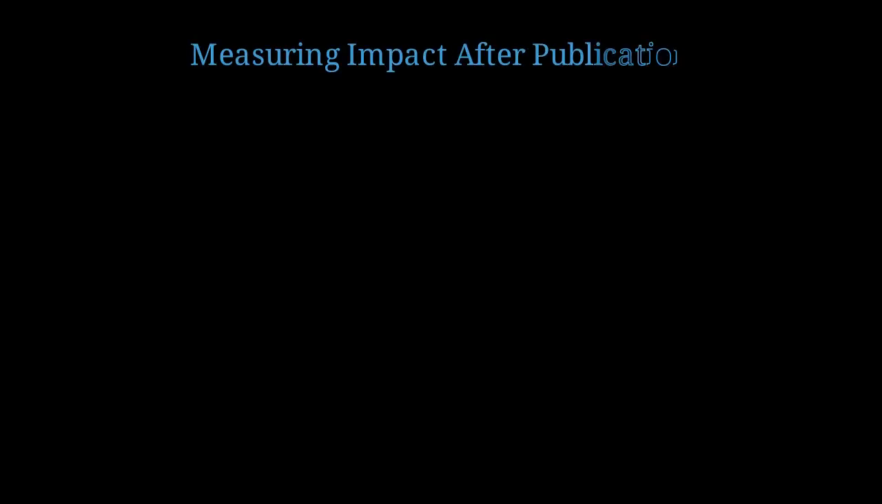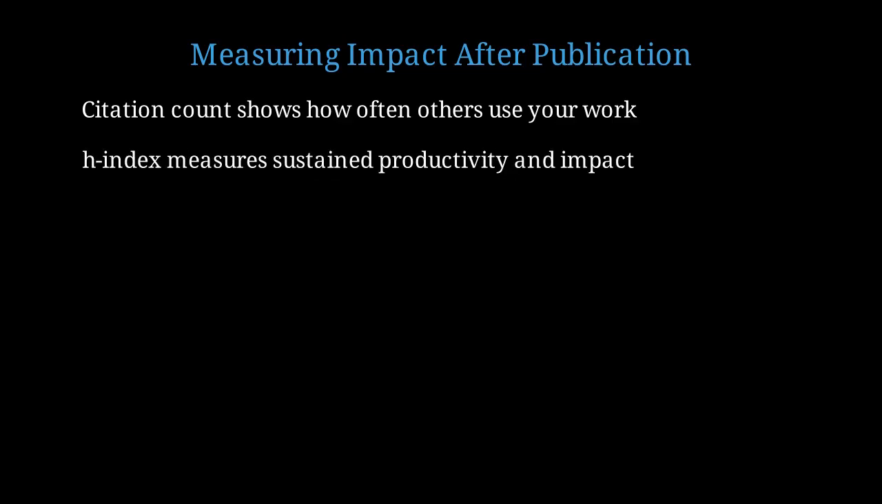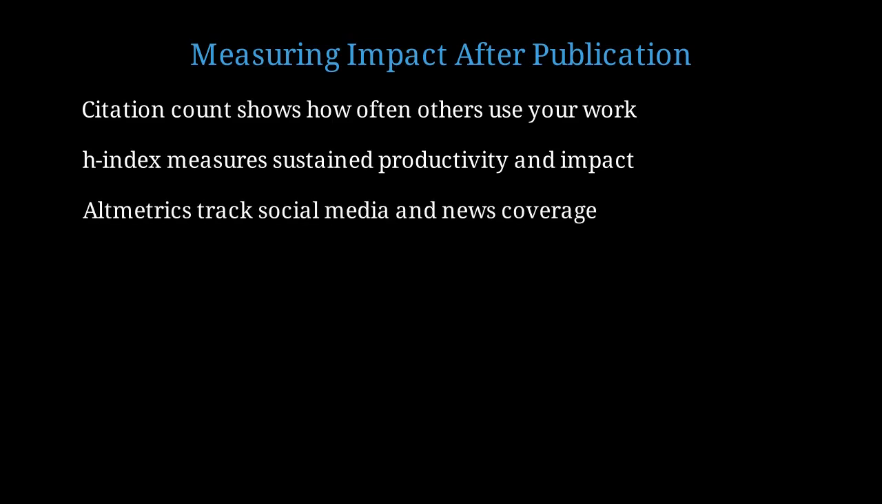After your paper is published, you can track its impact. Citation count shows how many times other papers reference your work. This is a key metric of scientific impact. The H-index is a measure of both productivity and impact. An H-index of 10 means you have 10 papers with at least 10 citations each. Altmetrics track broader impact, including social media mentions, news coverage, and policy citations. Remember that impact takes time. Some papers don't get widely cited until years after publication.